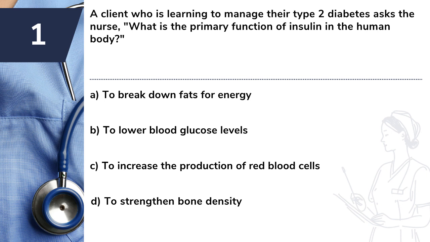Question 1. A client who is learning to manage their type 2 diabetes asks the nurse, what is the primary function of insulin in the human body? A. To break down fats for energy. B. To lower blood glucose levels. C. To increase the production of red blood cells. D. To strengthen bone density.